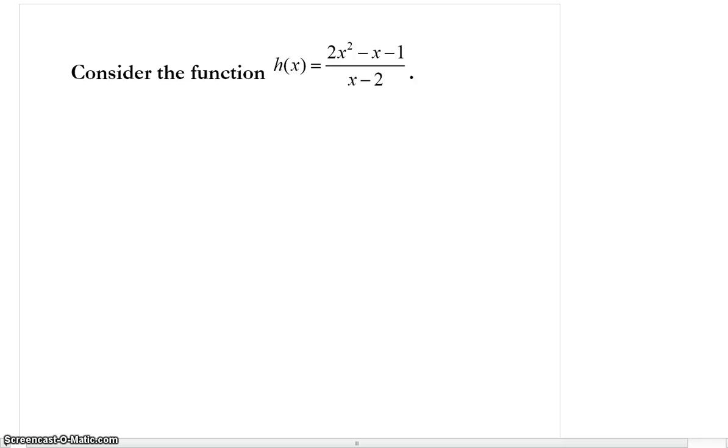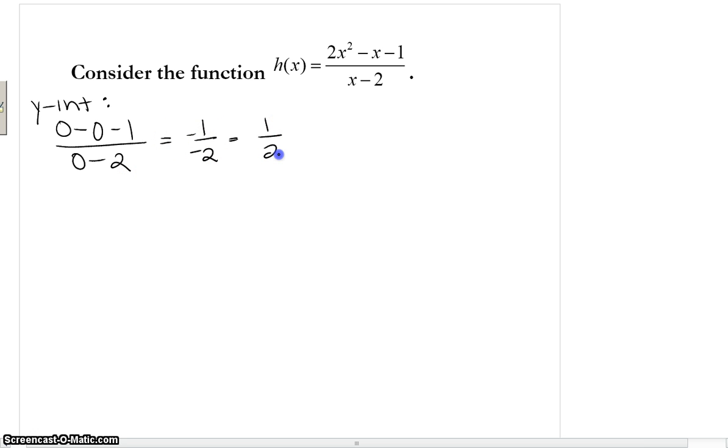Our next one says consider the function h of x is equal to (2x squared minus x minus 1) over (x minus 2). So let's find our y-intercept. When we plug in 0 for x, we get (0 minus 1) over (0 minus 2), which gives us negative 1 over negative 2, which is just a positive 1/2. So we have (0, 1/2).